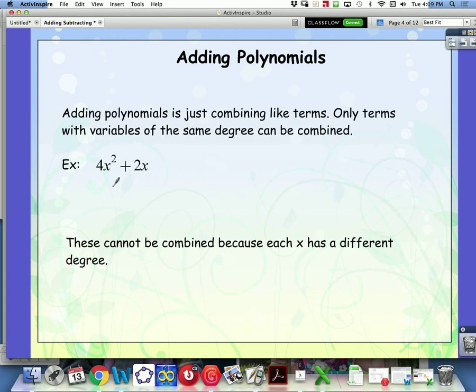So for example, if they give you 4x squared plus 2x, I can't actually combine those because that's an x squared and that's an x. An x squared is not the same thing as an x, so we can't add that together. We could add it together if that said x squared. Now 4x squareds plus 2x squareds together makes 6x squareds. So it's all in how the problem is written.